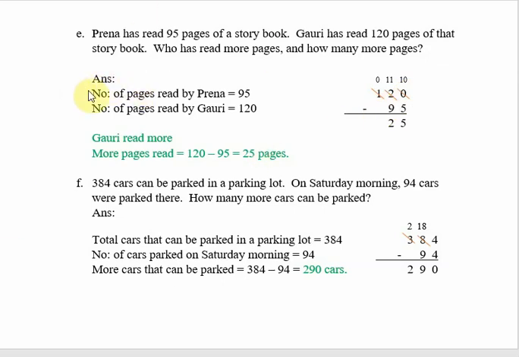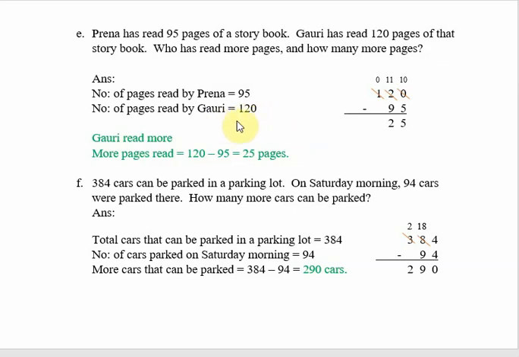Let us find out the number of pages read by Prerna. How many pages did Prerna read? She read 95 pages. So write here 95. Now the number of pages read by Gauri. How many pages did Gauri read? She read 120 pages, and Prerna only 95 pages. So from this 95 and 120, which is the bigger number? The bigger number is 120.